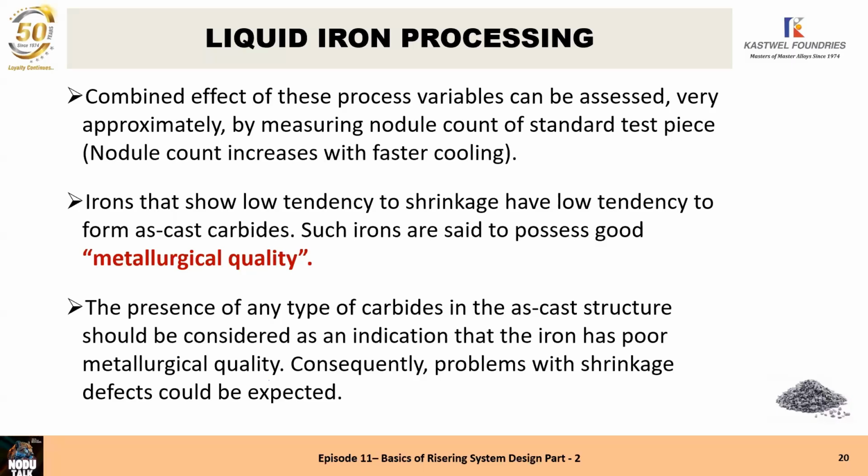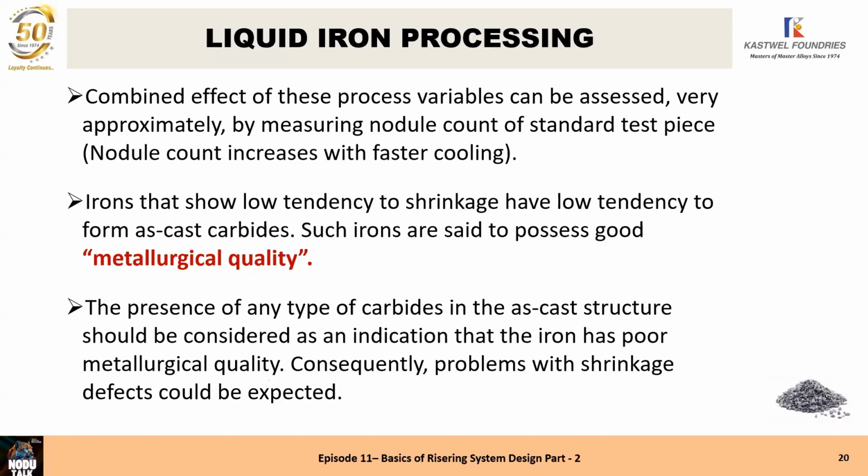So the combined effect of these process variables can be assessed by approximately measuring the nodule count on the standard test bar. A standard test bar, for example, could be a Y block, which we use for getting the tensile strength sample, cut, polished and machined from the Y block or keel block. That can be used as a standard test piece to assess the nodule count after the last mold is poured, to get an idea about the cooling rate of these castings.